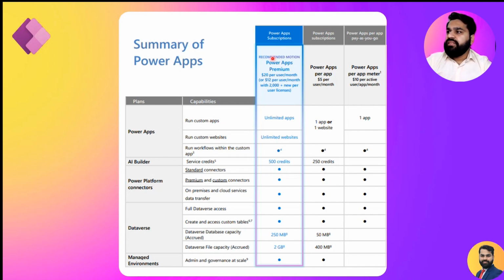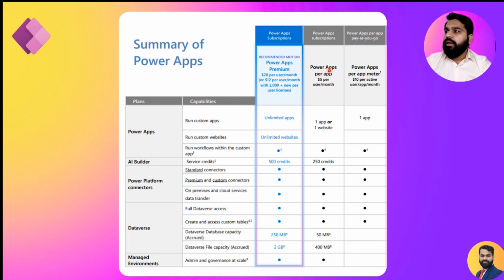So in this, we have different Power Apps subscriptions. The first one is Power Apps Premium. I'll go ahead with the cost first: $20 per user per month. This is assigned to a particular user. Any organization can buy these licenses in bulk from Microsoft to their tenant, and then these can be allocated to different users of their organization. This is the first type, $20 per user per month, which is called the Power Apps Premium license.